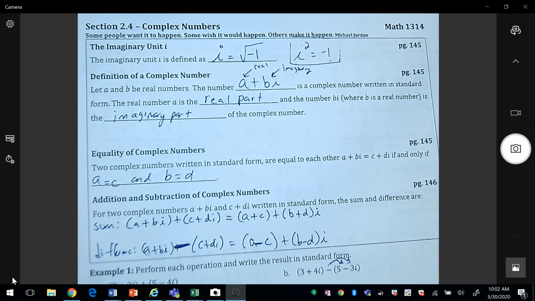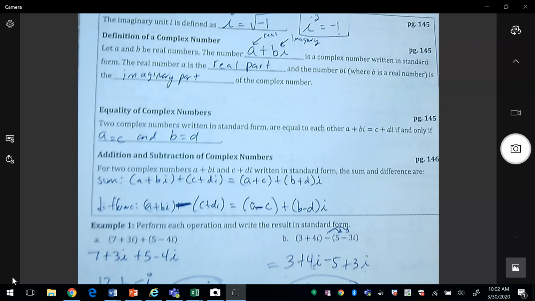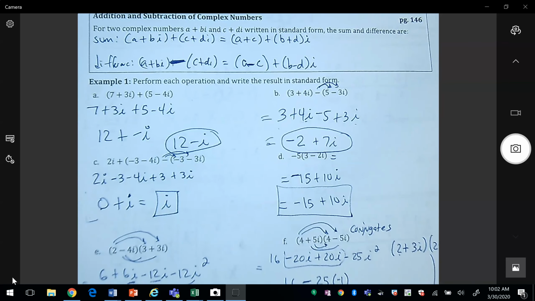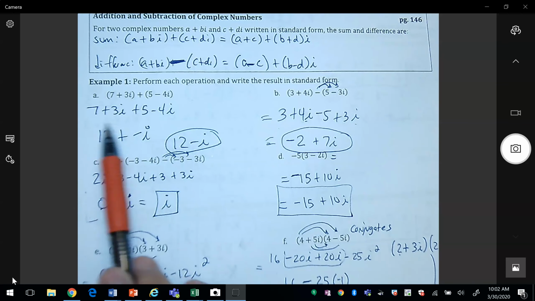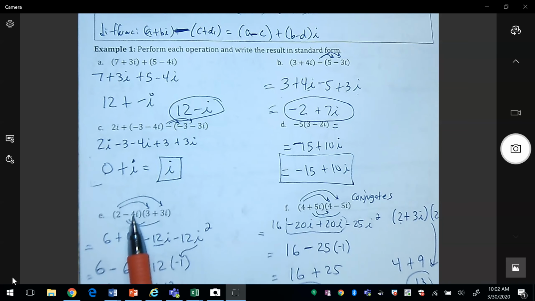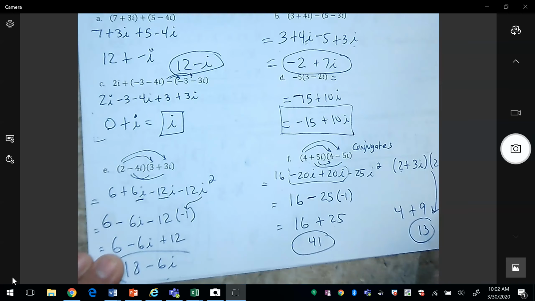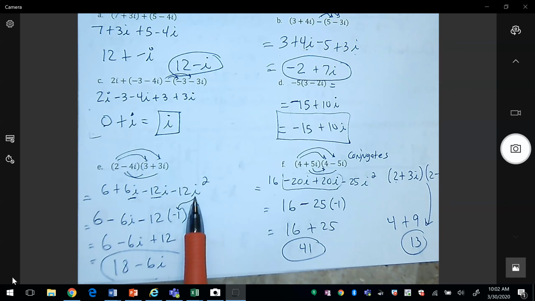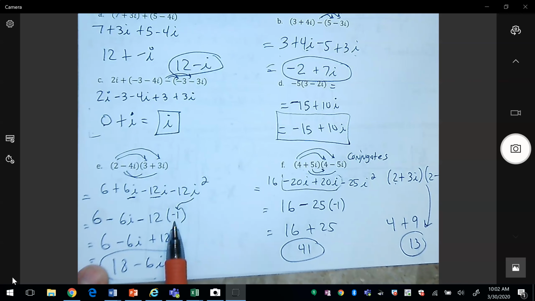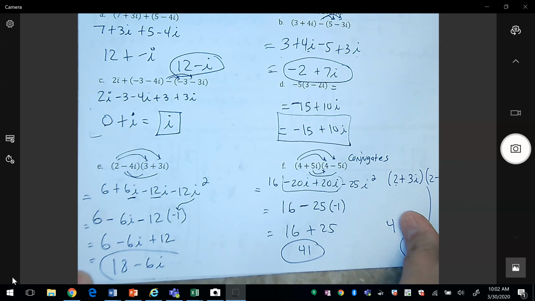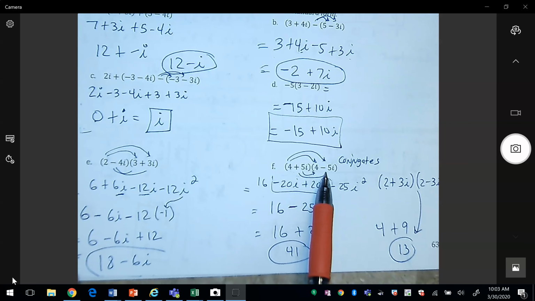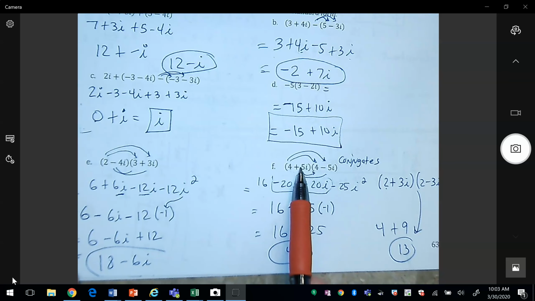So this is section 2.4, complex numbers, and just a quick review. The last time we were in class we went over example 1. We added the complex numbers, and then we also multiplied complex numbers. In any situation where we have an i squared, we were able to replace it with a -1. And we also talked about how these two terms here are called conjugates. Basically, a conjugate is when you have a plus sign and then a minus sign, so they're opposites of each other.